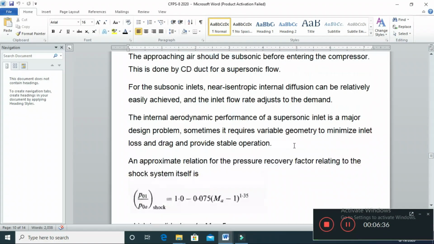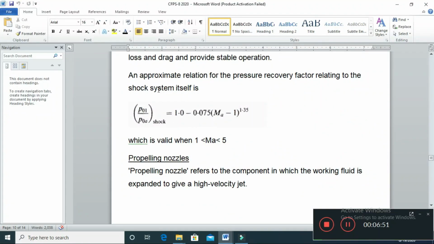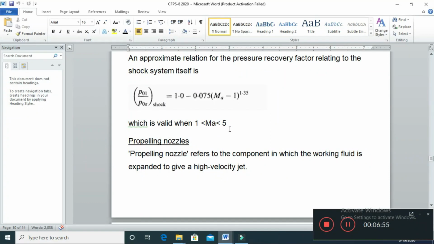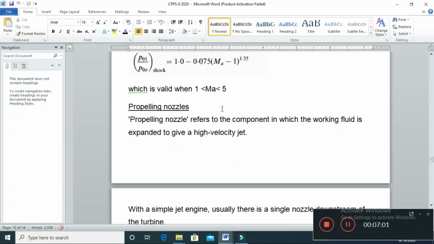So obviously the design of the supersonic inlet is more complicated due to the supersonic flow nature and the presence of shock. From experimental studies, the pressure difference due to shock in the inlet section can be estimated based on the free stream Mach number, and this formula is valid when the Mach number is between 1 to 5.